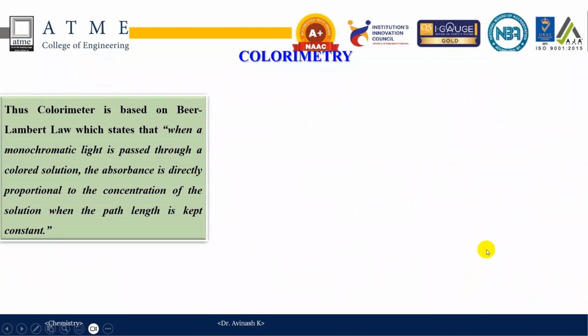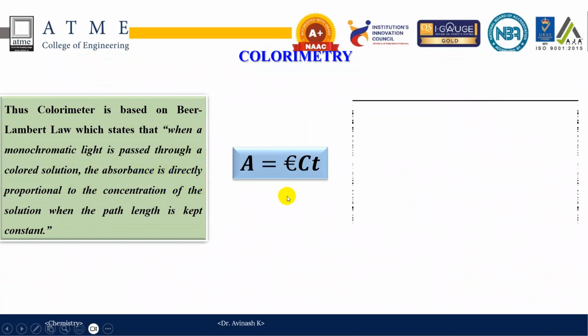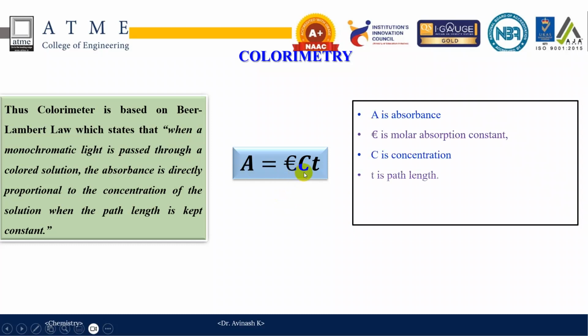Combining these together, we call it the Beer-Lambert law, which states that when a monochromatic light is passed through a colored solution, the absorbance is directly proportional to the concentration of the solution when the path length is kept constant. That means A = εCt. A is the absorbance, ε is the molar absorption constant, C is the concentration, and t is the path length. The absorbance of the colored solution is measured at a particular wavelength, lambda max, which is the monochromatic light.